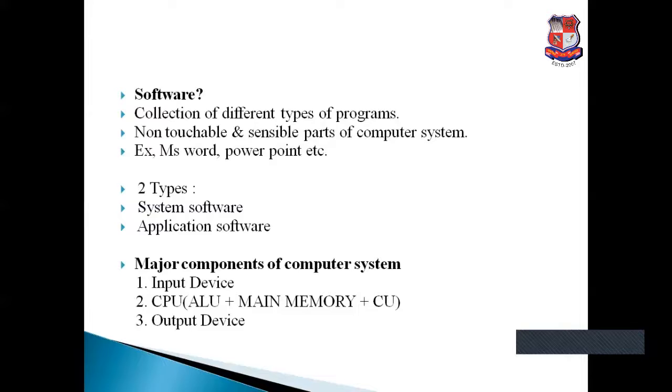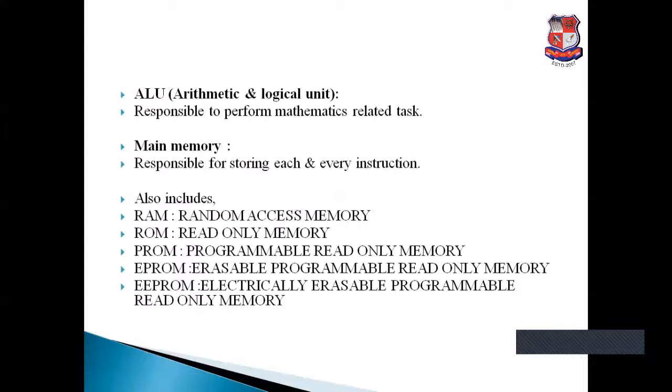Next, move to the major components of a computer system. This is the most important question of this chapter. The major components of a computer system are broadly categorized into 3 parts. First is the input device with which the user can give input. Second is the CPU. Third is the output device. The CPU includes 3 parts: ALU, main memory and CU.